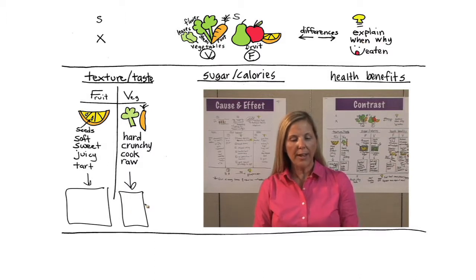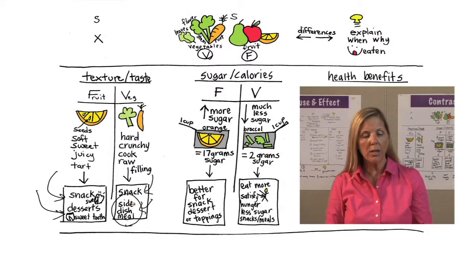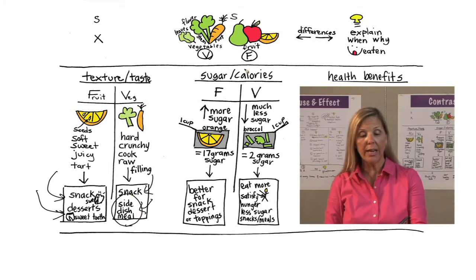After we show the effect, we'll go through and we'll do the same for sugar and calories. We're looking at our fruit. It's soft, sweet, juicy, tart. How does that affect when and why we choose them? When I'm choosing one or the other, the reason when or why I'm choosing one is one may be just for a snack or a dessert, while the other one could be a snack or a side dish in a meal. Let's go to what we had for sugar and calories.